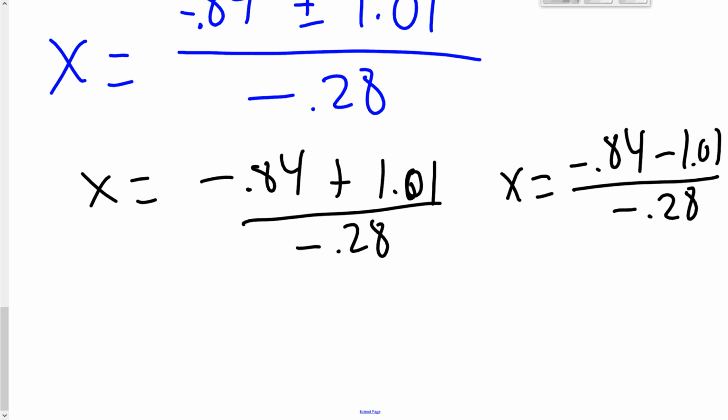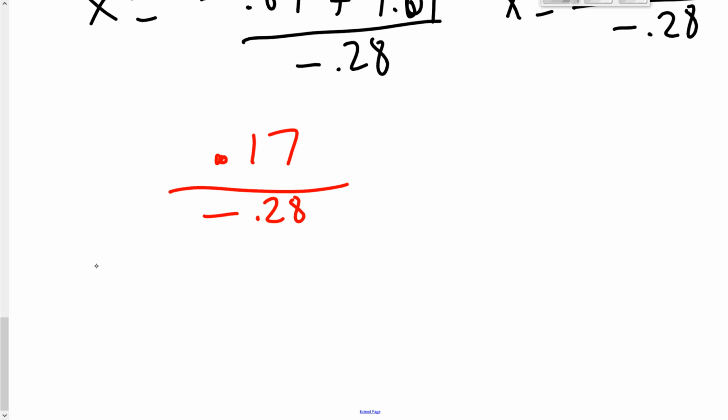Okay, so if I add my top, if I take negative 0.84 plus 1.01, I get 0.17, and I'm going to divide that by negative 0.28. Okay, so that means a positive divided by a negative, so I'm going to get a negative answer, right? And I get negative 0.61 approximately. That's a negative answer, so that's going backwards. All right, that would be a backwards distance because that stands for the distance.